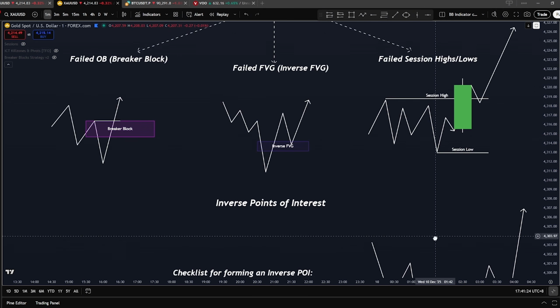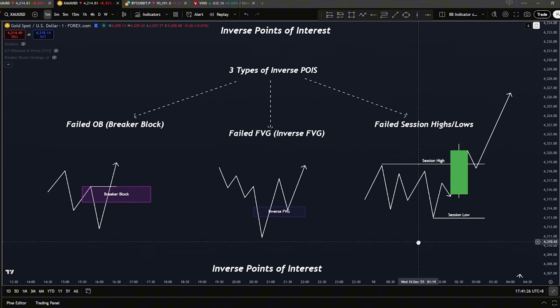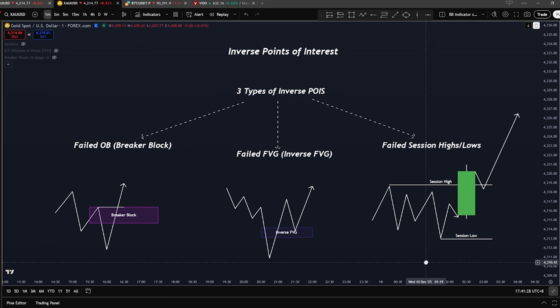So now, let's go through what are the types of inverse points of interest. There are mainly 3 types of inverse points of interest. Number 1, let's talk about the most common one. Breaker blocks. What is a breaker block? A breaker block forms after a failure of an order block with a body candle close.